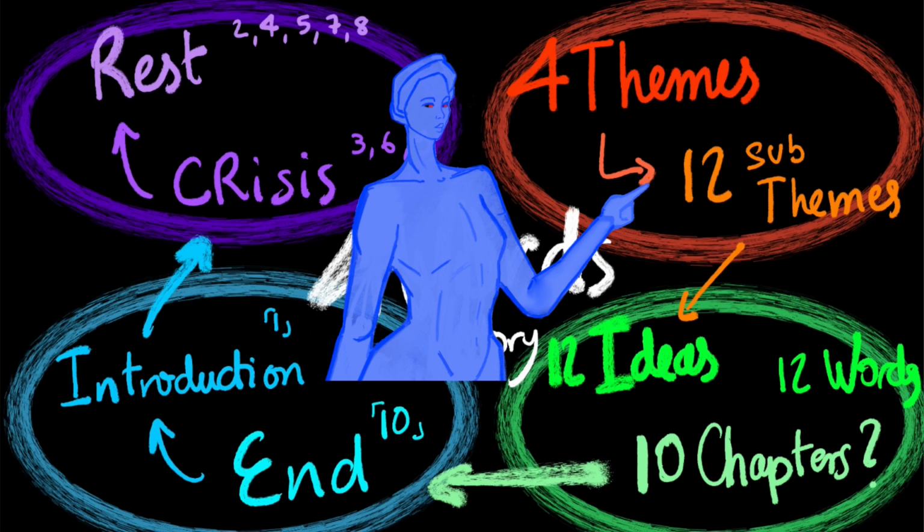Consistency and diversity should serve to create more surprise when you need more surprise, and generally that's in the crisis chapters, which are chapters 3, 6, and 9. And the balance will move into favor of consistency when you want to create a sense of familiarity, which is generally in the rest chapters, which are chapters 2, 4, 5, 7, and 8.